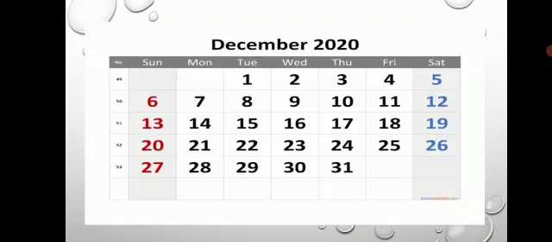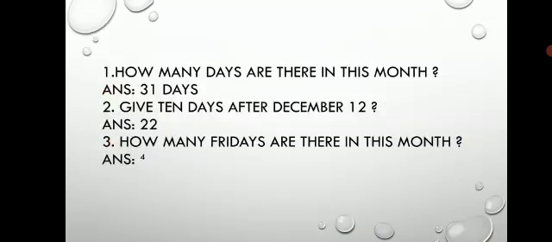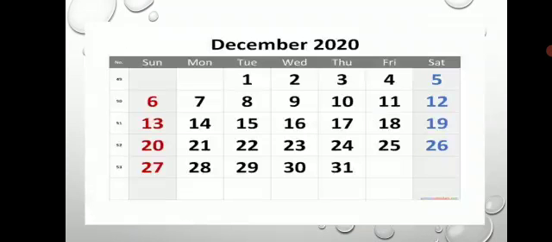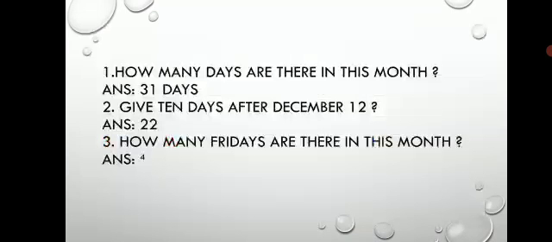Now let us, children, observe the month of December in the calendar and answer the following questions. Question number 1 says, how many days are there in this month? So let us observe the month of December. Children, as we know, the month of December has total 31 days. So our answer will be 31 days.